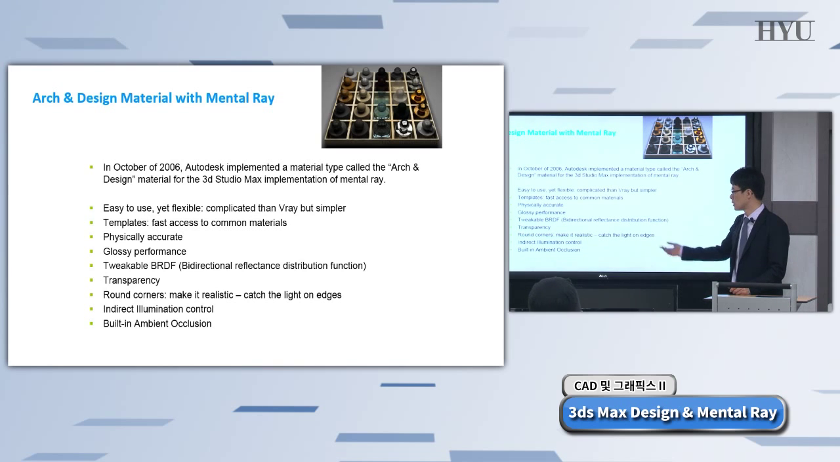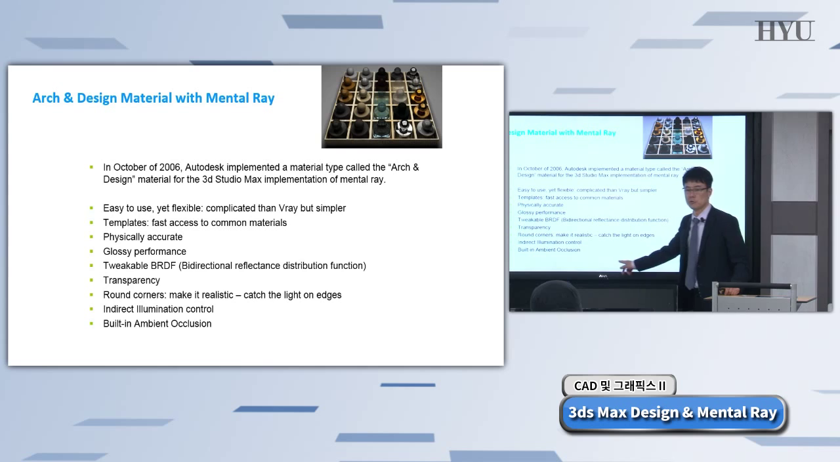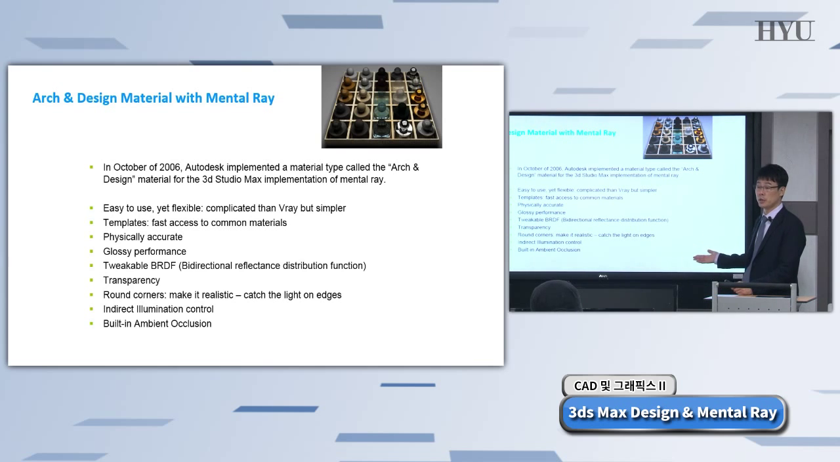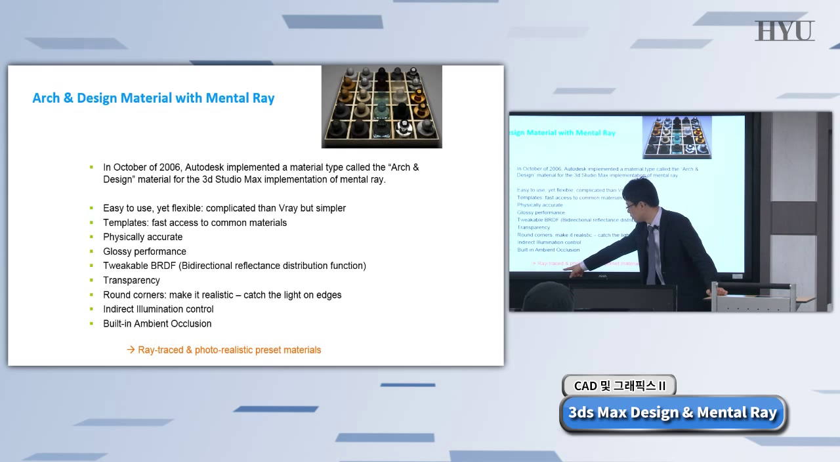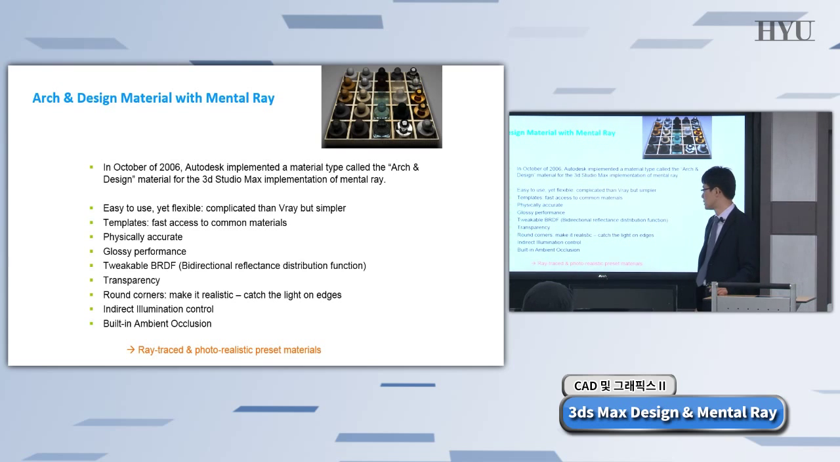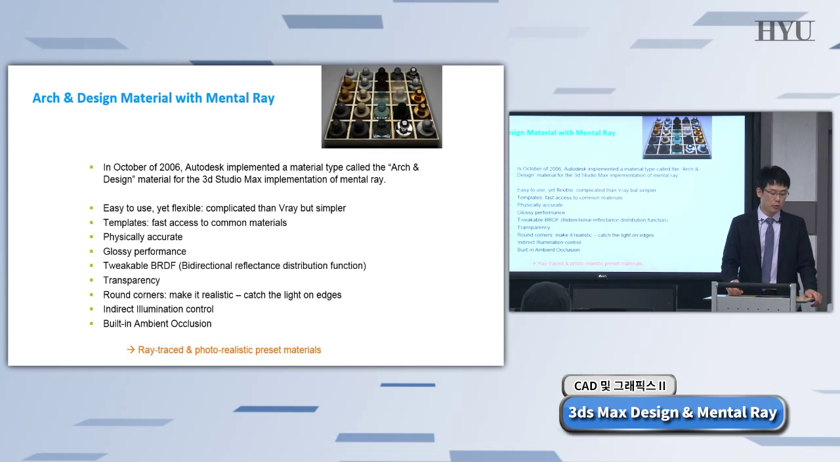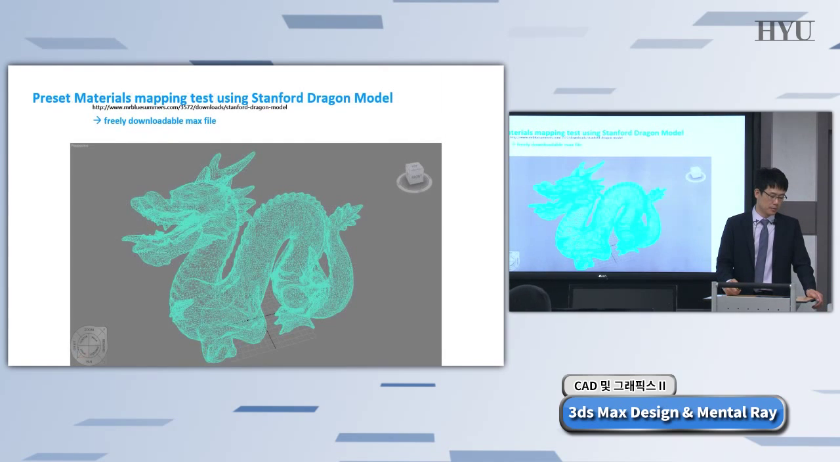And some more, some illumination control, indirect illumination control, or built-in ambient occlusion. If you check ambient occlusion, the objects' rendered shaders look much better, much more realistic. Anyway, there are several good things predefined in mental ray and Autodesk material. Of course, mental ray traces for generating photorealistic rendering, as well as giving high quality material. You can easily make photorealistic render scenes.